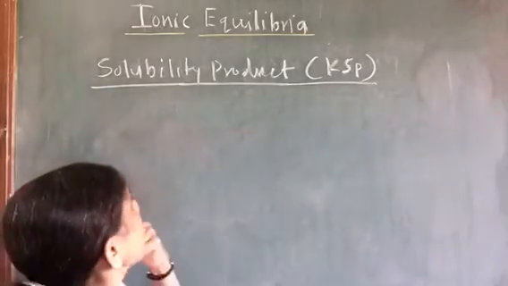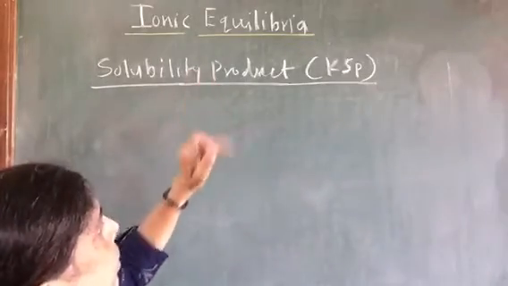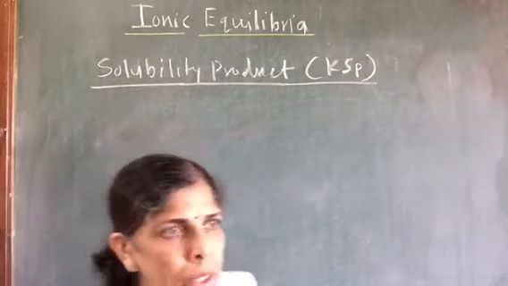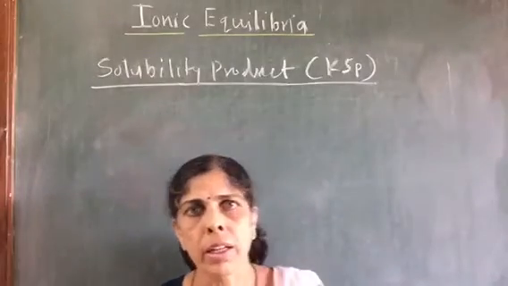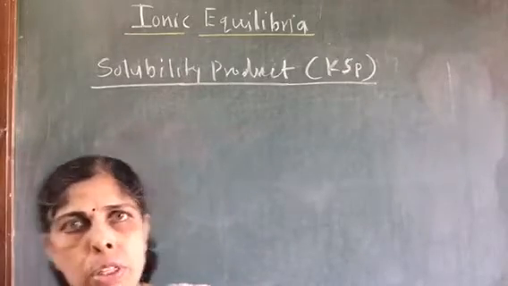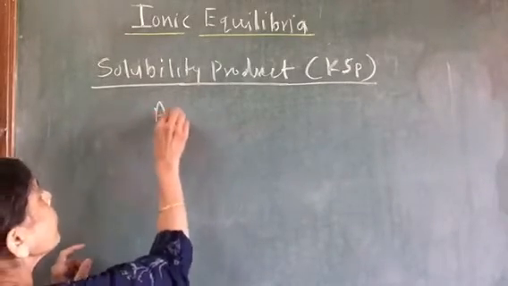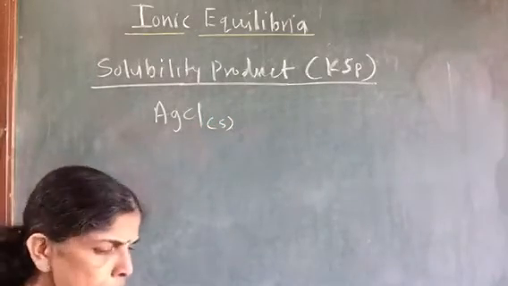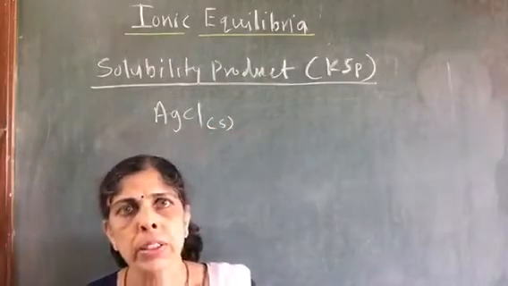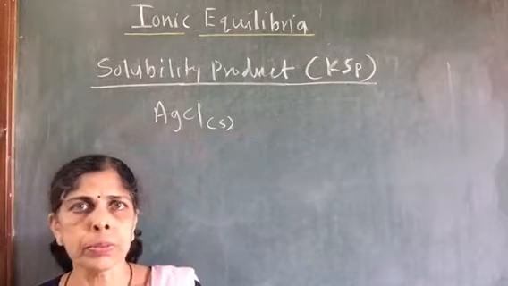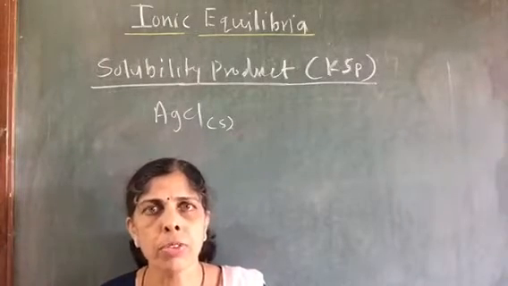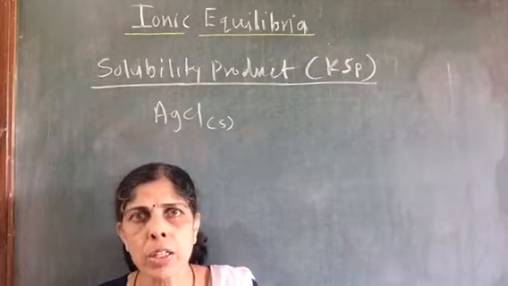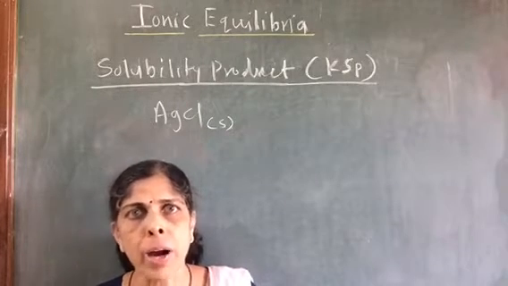So what is solubility product? That we will see. For understanding the concept of solubility product, we will take an example of a sparingly soluble salt, AgCl. It is a sparingly soluble salt, which means if you take a certain quantity of water and add a very small quantity of it, it will get dissolved to form ions.